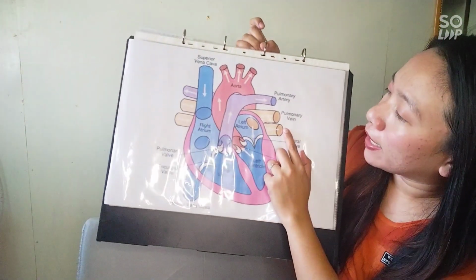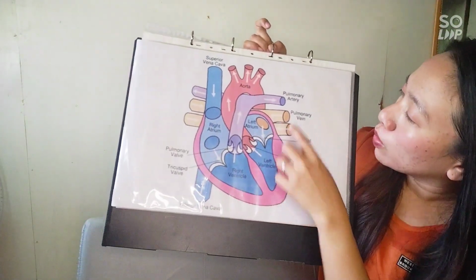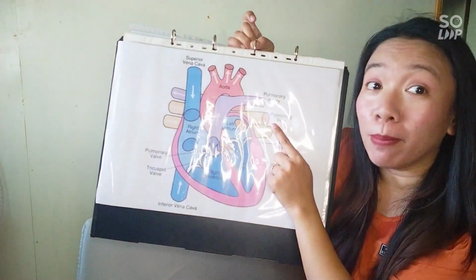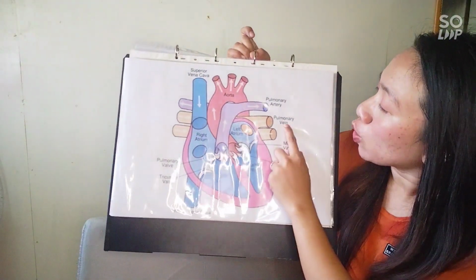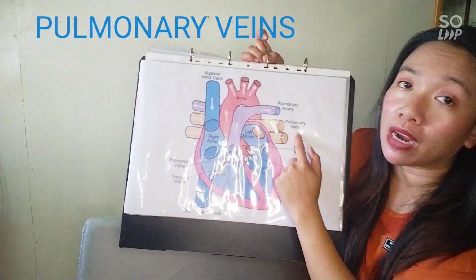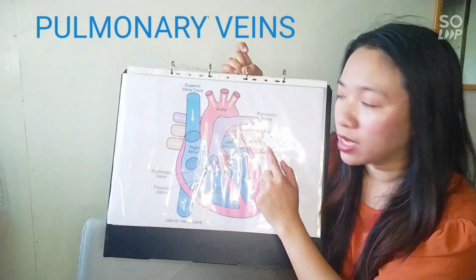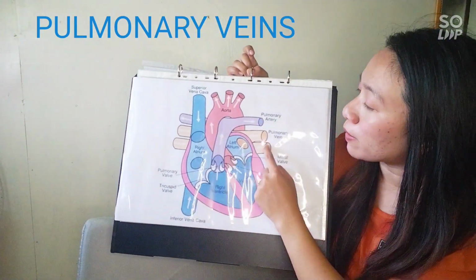So, makikita natin, a cone shape ng heart, meron itong mga nakakonect na mga blood vessels. Etong pulmonary veins, the yellow one here, nakita natin, pulmonary, it is associated with your lungs. So, ito ay connected sa lungs natin, kaya pulmonary. So, pulmonary vein, connected siya.